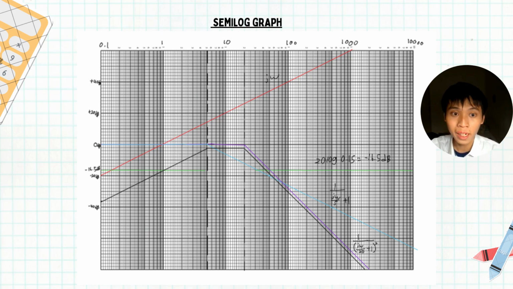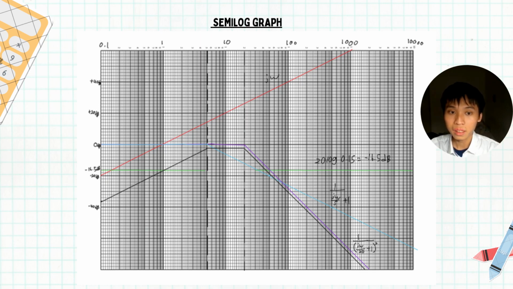Moving forward to omega equals 20, we have the double pole, indicated by the two purple lines. Because this term is squared, the effect is also squared here. It stays flat until omega is 20, and then it drops at negative 40 dB per decade. Finally, we can get the magnitude response, the black line here.